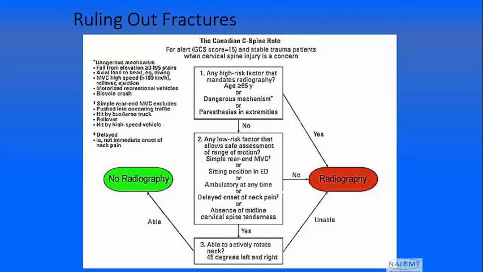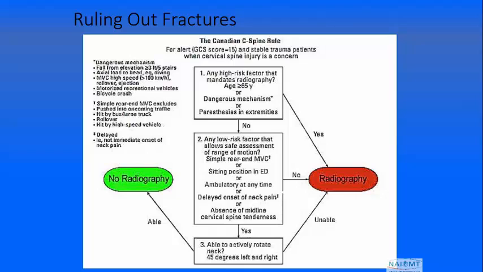These questions are grouped in 3 clusters, the first of which, if the patient is elderly, has had a dangerous mechanism of injury, as defined by a fall from a height of greater than 3 feet or 5 stairs, an axial load to the head, a high velocity motor vehicle accident, an all-terrain vehicle accident, or a bicycle crash, then they get x-rays. If they have paresthesias in their extremities, they get x-rays. If none of these things are true, they pass to the second group of questions.